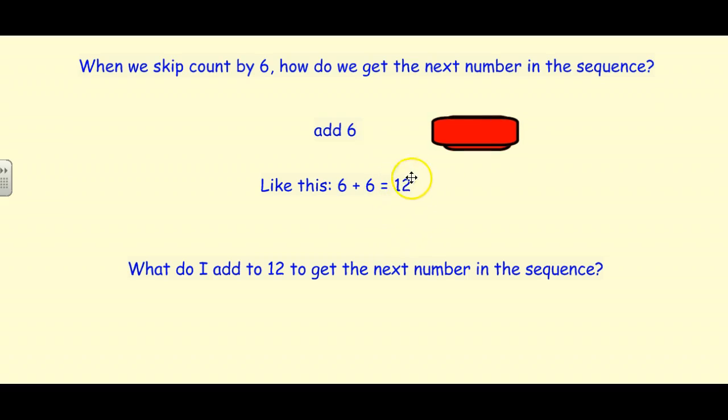To go from 12 to the next number in the sequence, if I'm skip counting, all I need to do is add 6 to 12. And that answers this question right here. What do I add to 12 to get to the next number in the sequence? Add 6. And if I add 6 to 12, that's going to get me to 18.